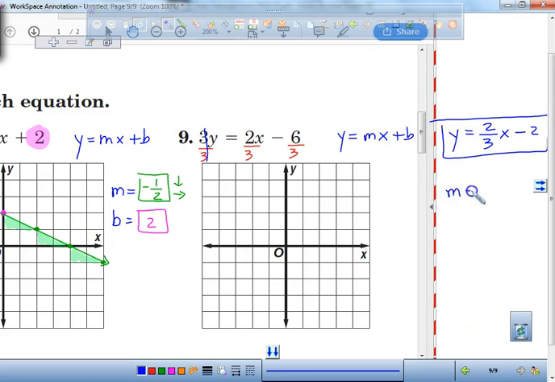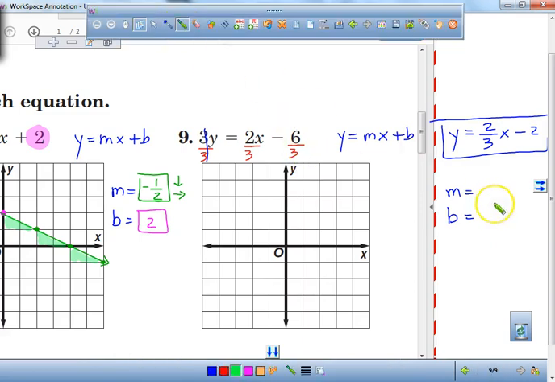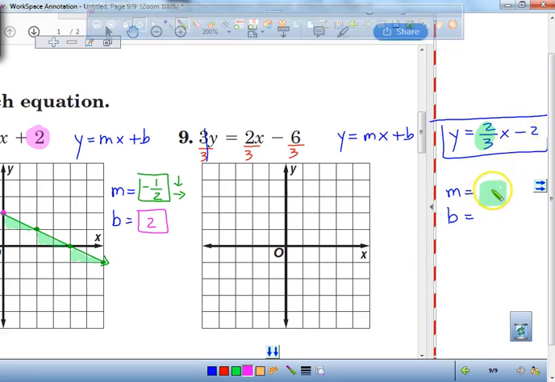I want you, on your paper, to interpret the slope and the y-intercept, and I want you to graph it right now. All right, here we go. Let's go ahead and interpret this. This right here, what does the 2/3 represent in the problem? It represents the slope. Okay, what does this -2 represent? The y-intercept. Okay, so here we go.